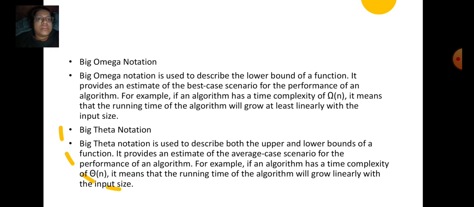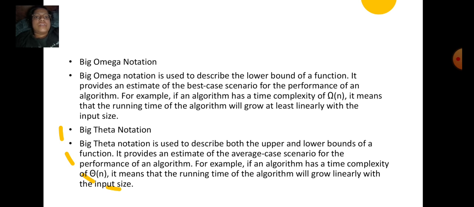Big omega notation describes the lower bound of a function. It provides the estimated best case scenario for the performance of an algorithm. For example, if an algorithm has a time complexity of big omega n, it means the running time of the algorithm grows at least linearly with the input size.